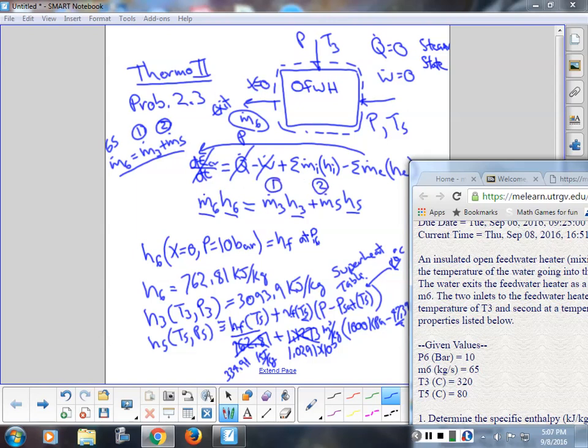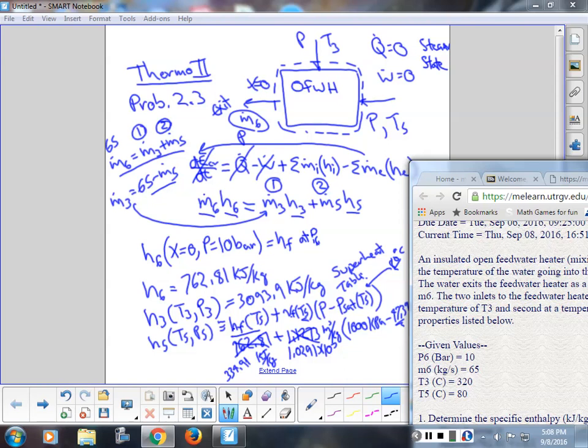So I've got two equations and two unknowns, and I just solve simply. I solve M dot 3 equals 65 minus M dot 5, right? I put that in here, and now I have one equation and one unknown. Solve for M5, and then after I solve for M5, put M5 in this equation and swap M5 in.